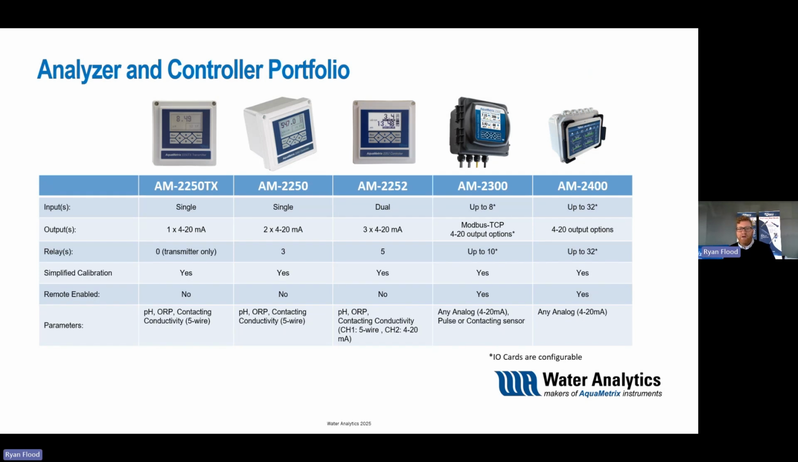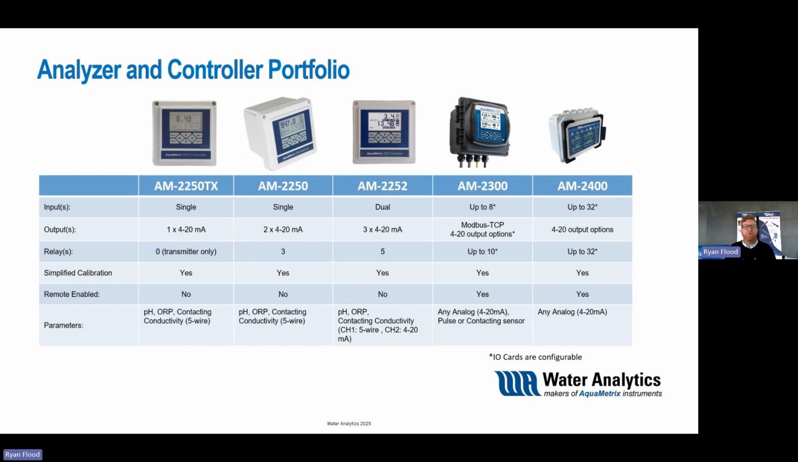This nice little view we have here starts to walk through the differences in our portfolio. All the way on the left is more just our transmitter, then our single controller being the 2250, then our dual controller, and then our more feature-rich products being our 2300 and our brand new 2400. And again, this really comes down to what you need for your facility. So I won't go through all these details. This is something that is available to all of our partners and to our customers to see, because what we want to help you walk through is what you need in your facility today, and also what you need a few years down the road, right?